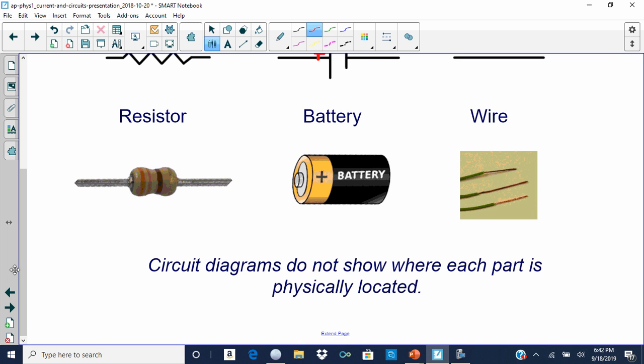So circuit diagrams do not show where you put each part of it physically. Okay, so where you physically have a battery or a wire or a resistor is not what a circuit diagram does.